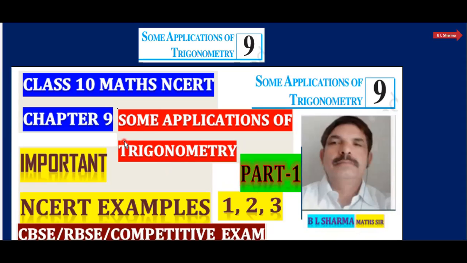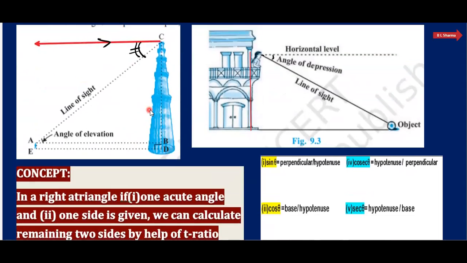Will discuss Chapter 9 of class 10th mathematics, that is some applications of trigonometry. Here I will be discussing three examples: Example number 1, 2 and 3 of Chapter 9. But before that, we should know about angle of elevation, angle of depression and line of sight.